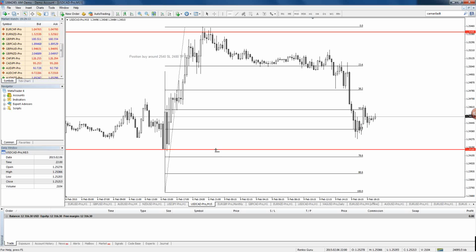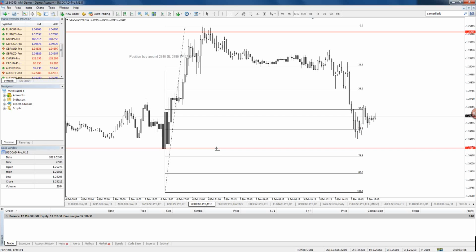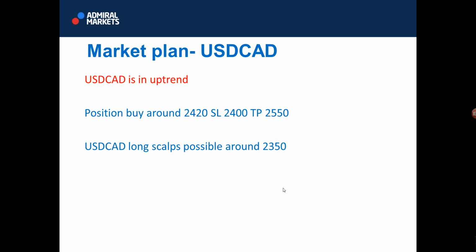Okay, I will mark this like this. Okay, look how many rejections of the 2420 zone. Okay, and look where it went. Now there is our primary concern. If it hits this level, we can try to go long, keeping the tight stop loss. Okay, so dollar CAD possible setup.